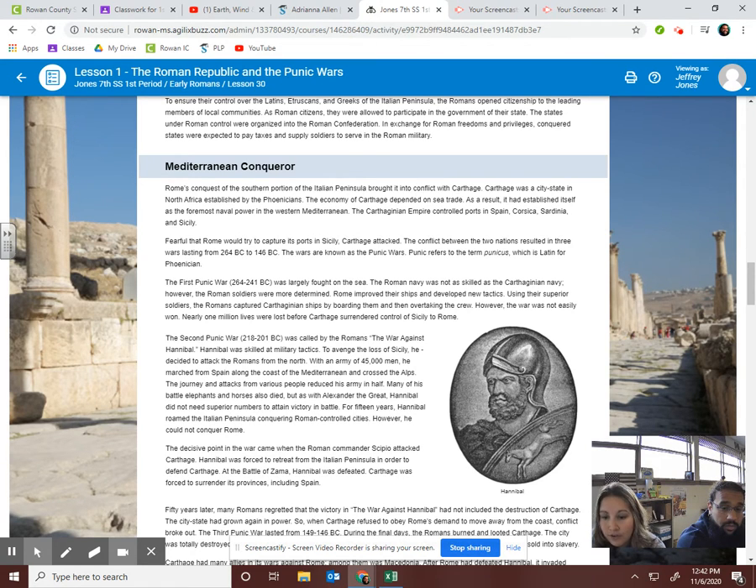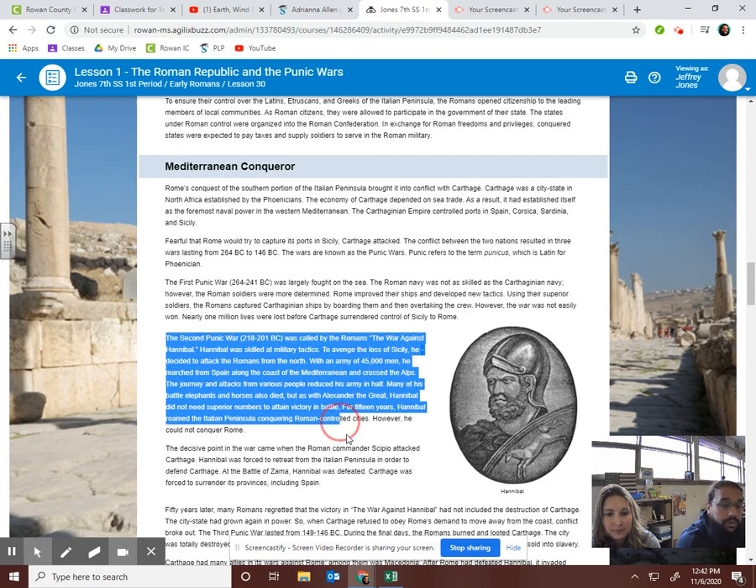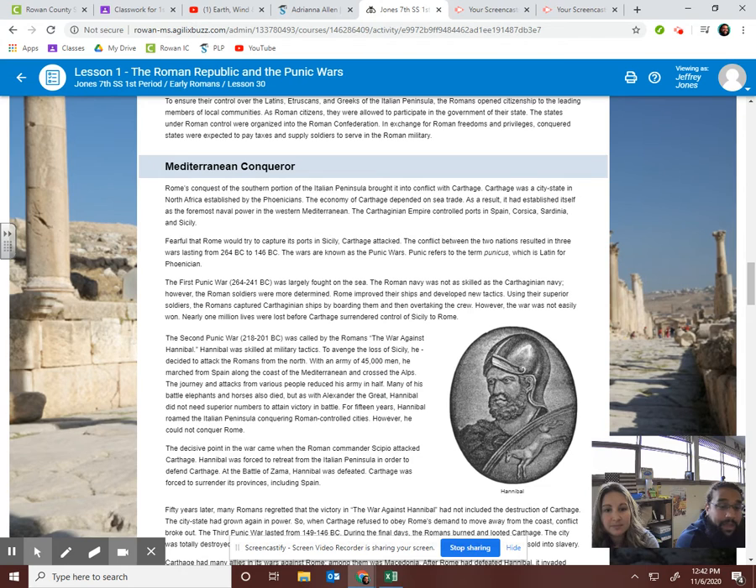Wow. So they're fighting over Sicily, this is the First Punic War. Okay, so the Second Punic War lasted from 218 to 201 BC. This was called by the Romans the war against Hannibal. He's a beast. So Hannibal was skilled at military tactics. To avenge the loss of Sicily, he decided to attack the Romans from the north.